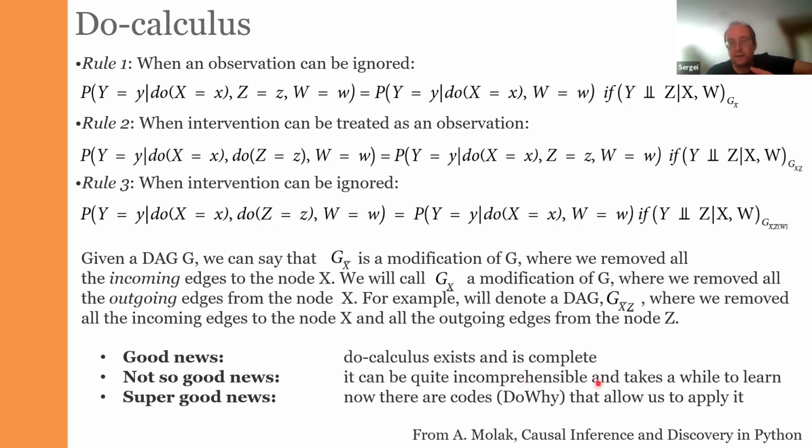Not so good news is that it can be quite incomprehensible and take quite a while to learn, especially to apply it for specific problems. Super good news is that by now there are codes like DoWhy, made jointly by Amazon and Microsoft, that allow us to apply it. That's super good news, because for many things, like Gaussian processes, the activation barrier is threefold. One is to learn what it is on some level. Second, figure out how to apply it for our specific problems. And third, being able to implement it as code.